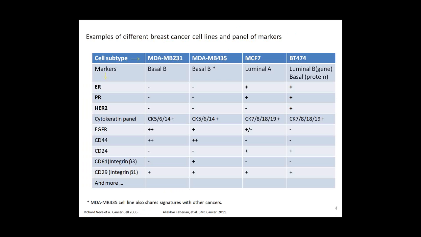So I will give you an example of a couple of subtypes of breast cancer cell lines. In this case, there are 4 different breast cancer cell lines representing different subtypes like basal and luminal. Interestingly, for traditional gold standard markers, there's very limited information out there, so we have to look for more. In this case, we're looking for keratin, EGFR, CD44, CD24, CD61, CD29. So we need a panel of markers.